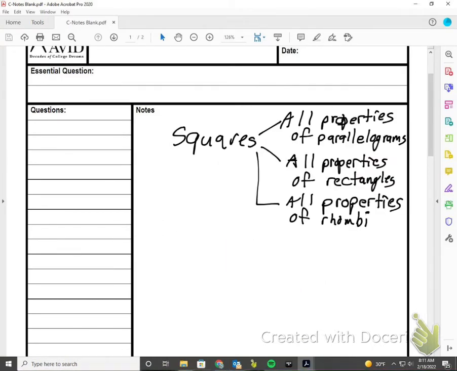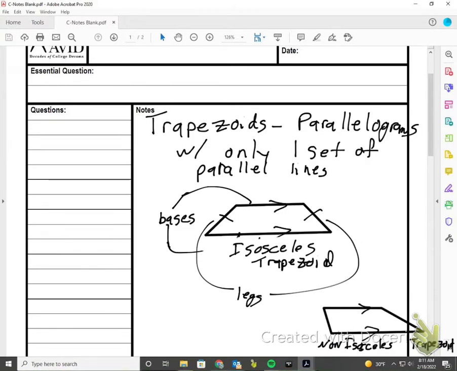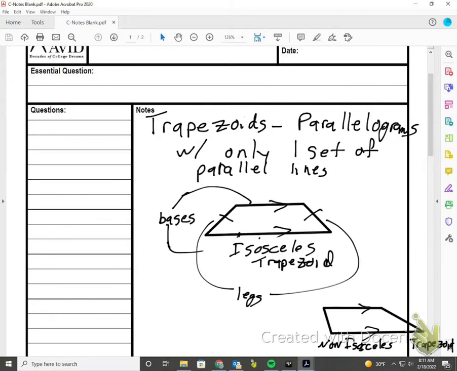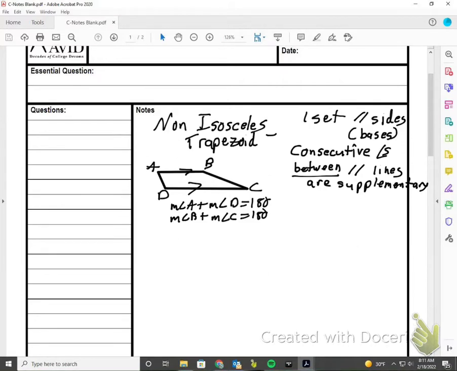Squares have all the properties of parallelograms, all the properties of rectangles, and all the properties of rhombuses, or rhombi. They don't have any individual properties, so there's nothing that is just a square. A square is a combination of all of these three. So trapezoids are quadrilaterals with only one set of parallel lines.